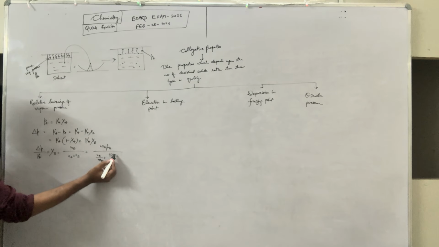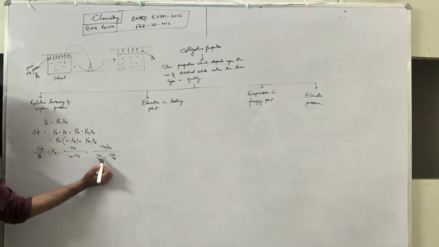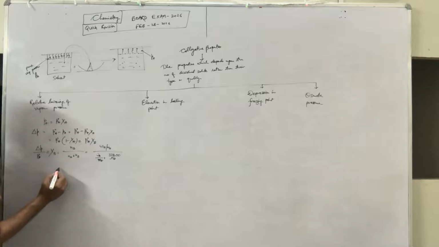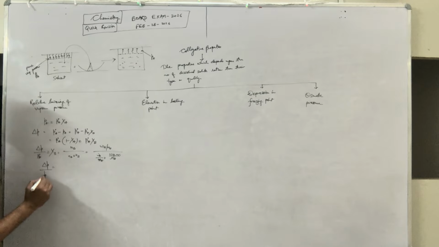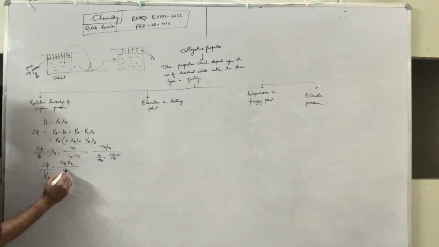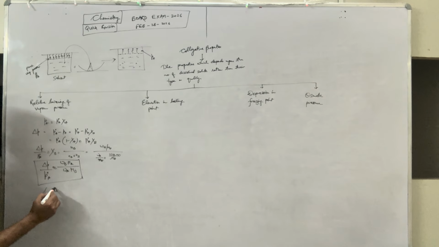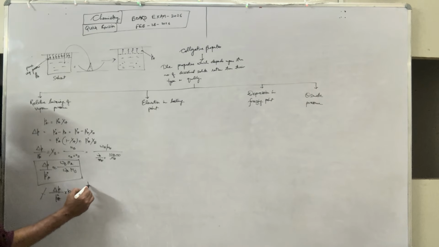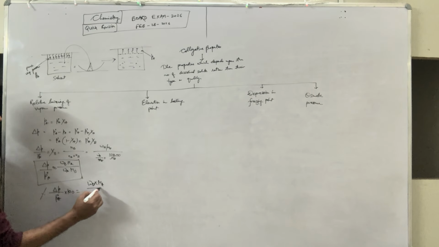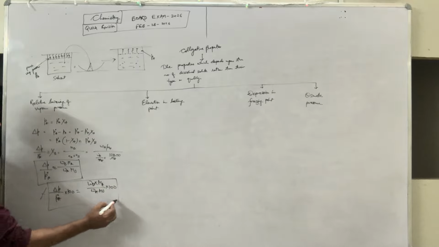Now you see, since solutes are generally dissolved in very small amount as compared to solvent, we can ignore this. So relative lowering in vapor pressure comes out to be W_B M_A divided by W_A M_B. So this is an approximate calculation. Percentage lowering can be obtained by ΔP by P°_A into 100. So it will be W_B M_A by W_A M_B into 100.